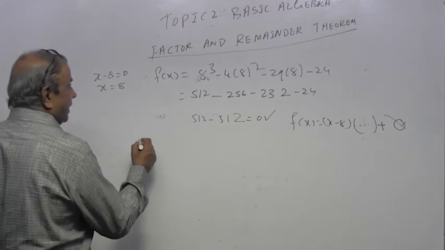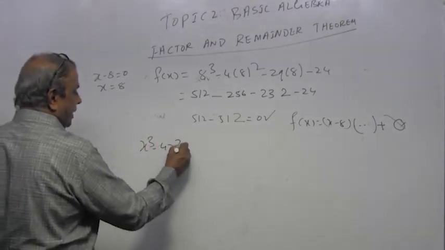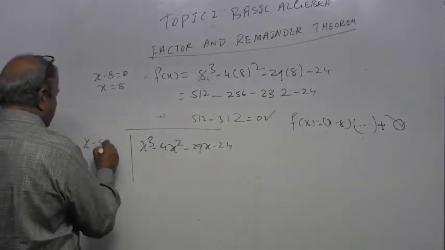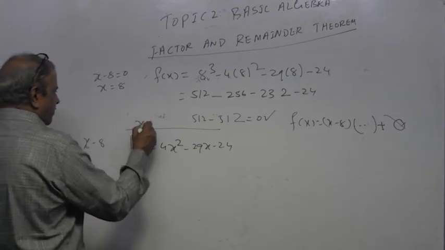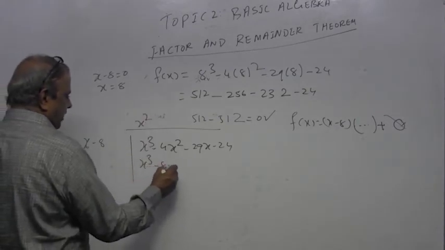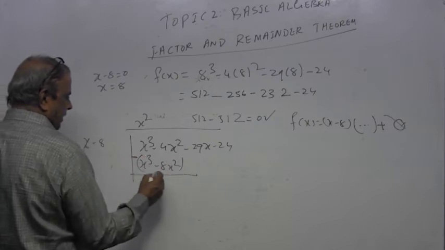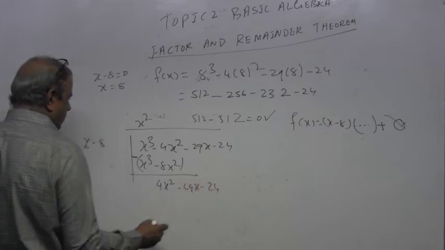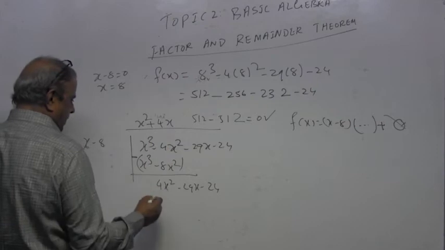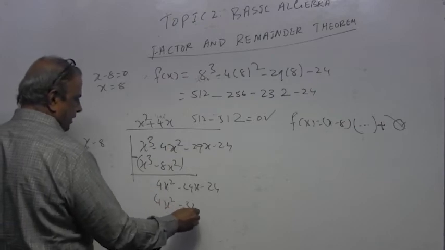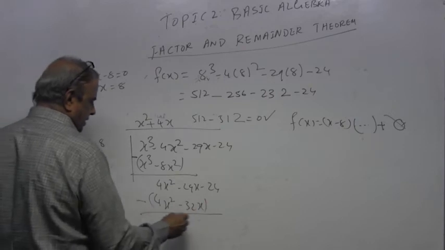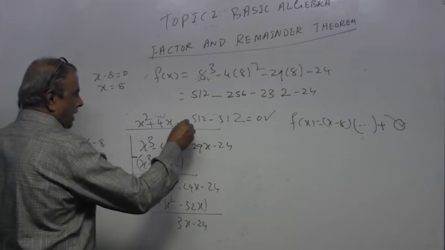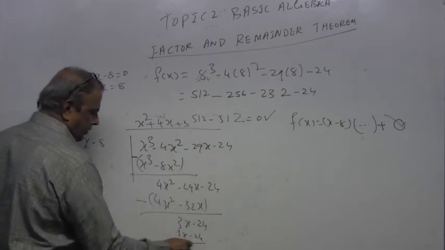So what will happen? x cube minus 4x squared minus 29x minus 24. I'm dividing by x minus 8. So multiply by x squared, I get x cube minus 8x squared. Take away, I get minus 4 plus 8, 4x squared minus 29x minus 24. So multiply by 4x, I get 4x squared minus 32x. Take away, minus 29 plus 32 is 3x minus 24. 3x minus 24 is 0.